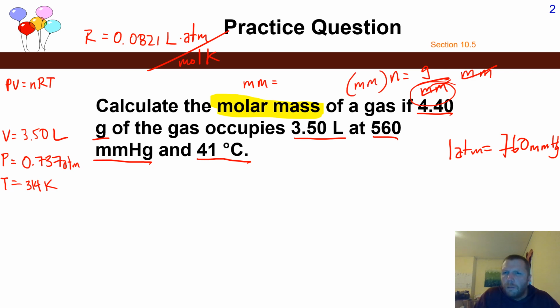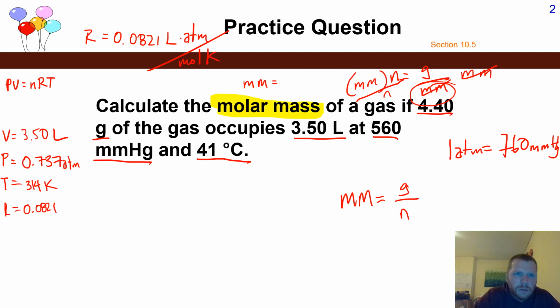Molar mass times N equals G, so I divide by N, and now I'm left with, I'm going to write it down here, molar mass is equal to grams divided by number of moles. Okay, I have my grams. What I need to do is figure out my molar mass. Now, whenever I plug all of this in, I've got my R equals 0.0821.